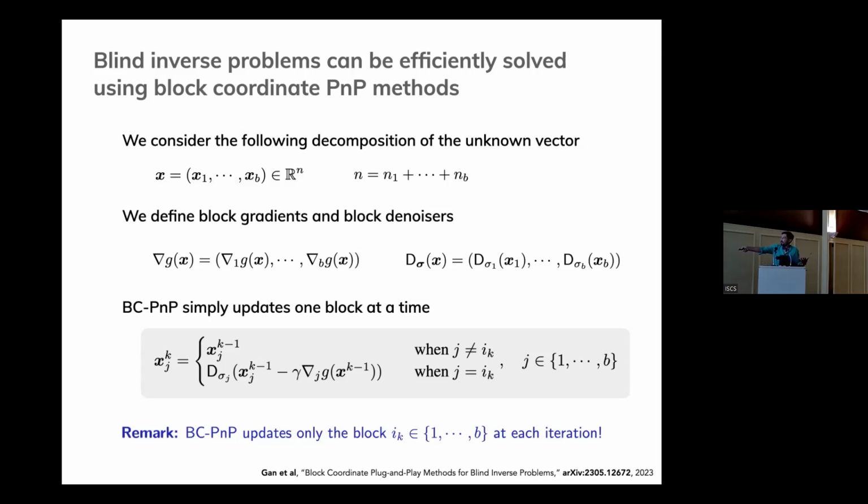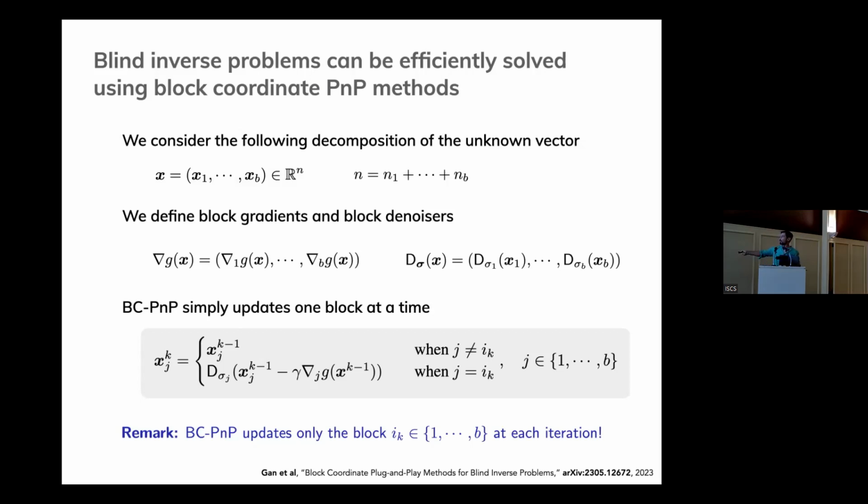And at each iteration, I'm going to update just one block at a time. So in the next iteration, I'm going to update the blur. Then I'm going to update the image. Then I'm going to update the blur. How do I update it? Well, I take the gradient with respect to that block. Then I'm going to denoise that block, and I'm going to just iterate that.